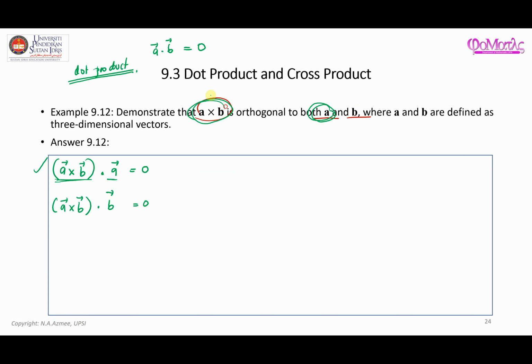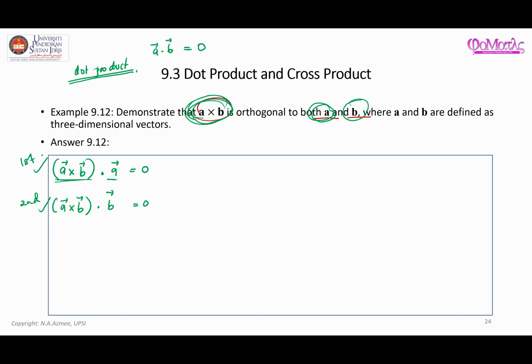So this is the second part: A cross B is orthogonal to B. So this is the first part, this is the second part. So you need to show that both are equal to 0. I'm just going to show you the first part, and I think you will be fine and you can do it on your own to demonstrate that the second part will also equal 0.